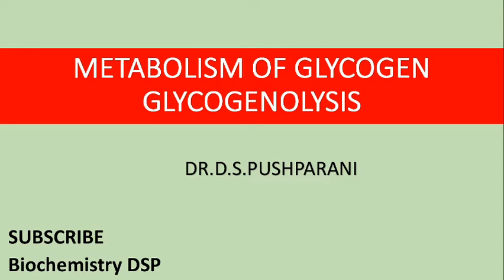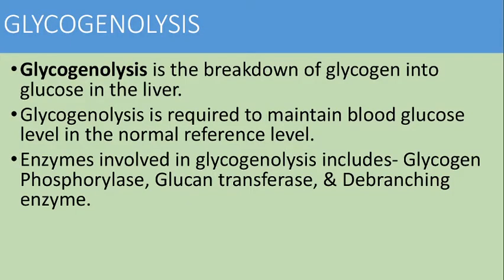Today I'll be discussing the metabolism of glycogen, glycogenolysis. The topic glycogenolysis will be discussed in today's video. The term glycogenolysis means breakdown of glycogen into glucose in the liver. Lysis means breakdown. Glycogenolysis is required to maintain blood glucose level in the normal reference range.